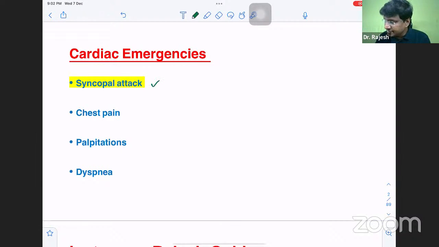That includes the syncopal attack, chest pain, palpitations, and as well as dyspnea. So these are the four important cardiac symptoms with which the patient can present to the emergency department. Now, let us try to discuss these important cardiac emergencies.